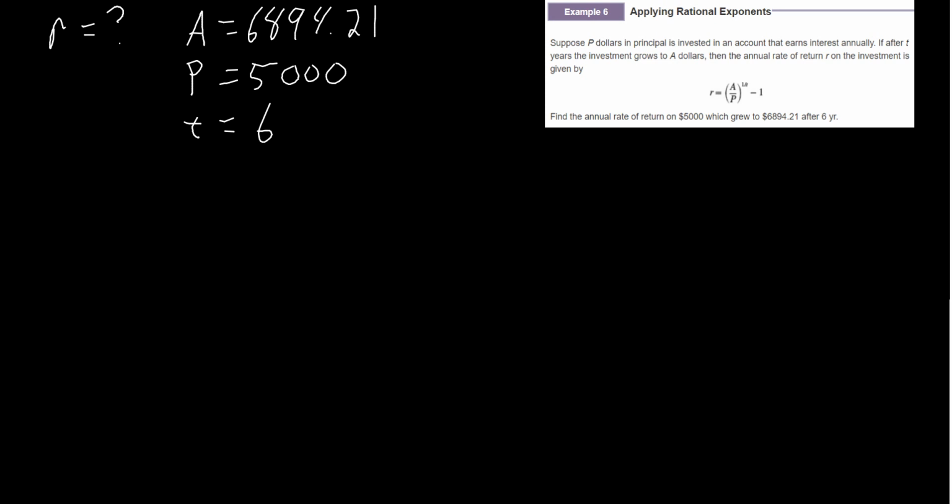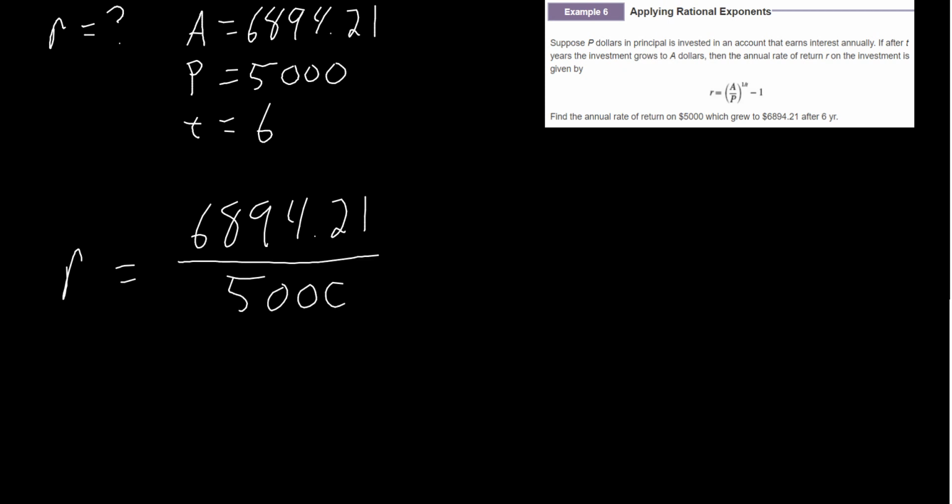So I've got R is equal to $6,894.21 all over 5,000, and that's raised to the 1 over 6 power, minus 1. Okay. This is going to require a calculator.